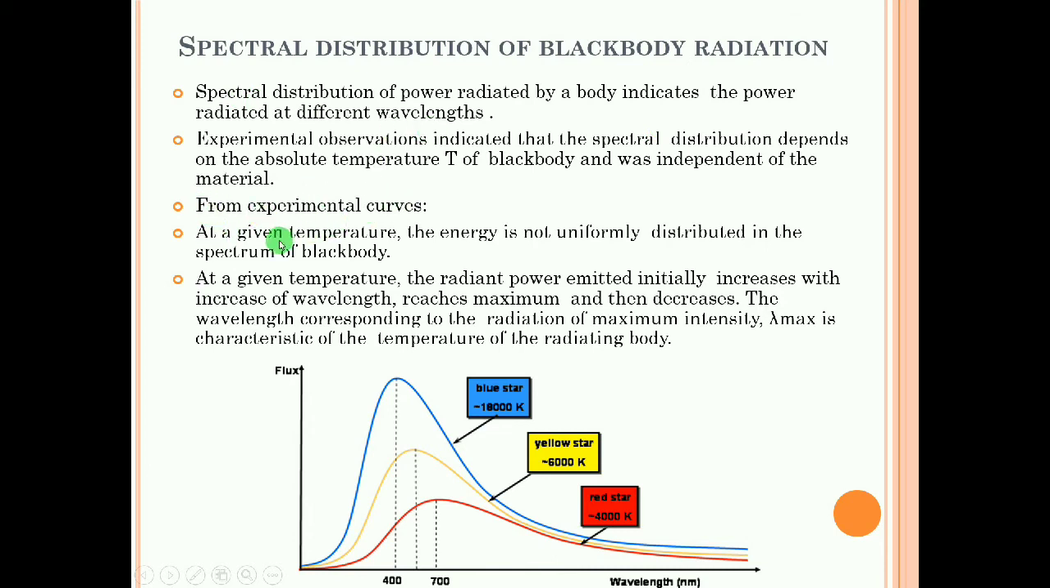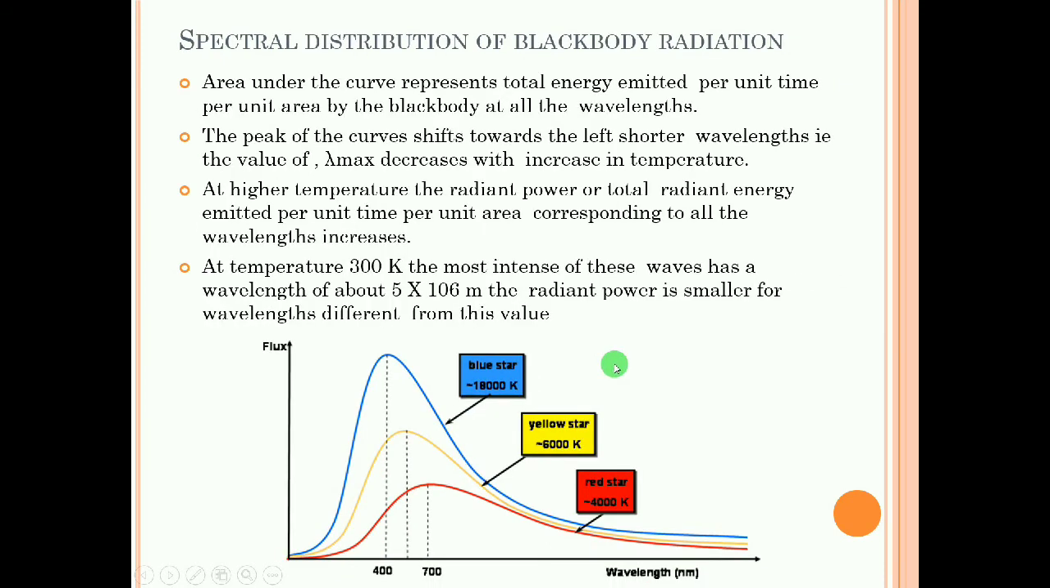Then from the experimental curve you can write this point, that at a given temperature the energy is not uniformly distributed in the spectrum of a black body. At a given temperature, the radiant power emitted increases with the increase in wavelength, then reaches the maximum value and then decreases. The wavelength corresponding to the radiation of maximum intensity, lambda max, is characteristic of the temperature of the radiating body.